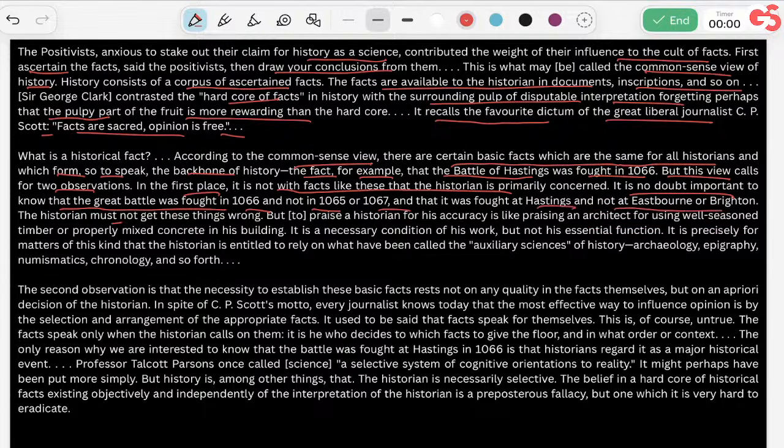The historian must not get these things wrong. But to praise a historian for his accuracy is like praising an architect for using well-seasoned timber or properly mixed concrete. बहुत सारे इसके अंदर analogies हैं, examples हैं. It is a necessary condition of his work, but not his essential function. It is precisely for matters of this kind that the historian is entitled to rely on what have been called the auxiliary sciences of history: archaeology, epigraphy, numismatics, chronology, and so forth. तो numismatics क्या होता है? Collection of stamps.